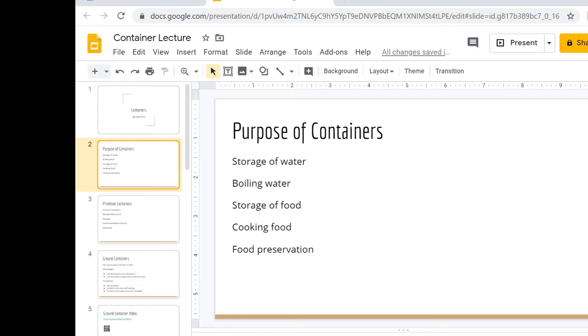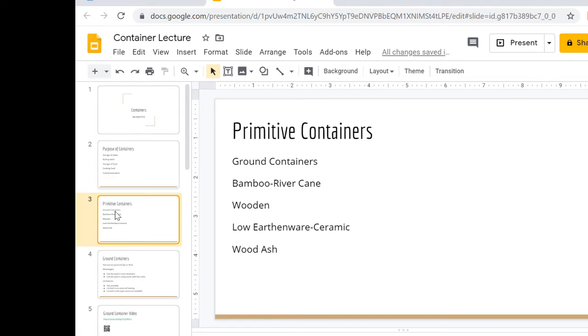So we really need to distinguish between short-term and long-term survival, because we're starting to get into that now. So right now we're still talking about short-term survival. What do we do immediately? Containers are still important during that time frame. It might be something that you can find to use as a container, and it doesn't have to be something man-made. So let's just talk a little bit about primitive containers.